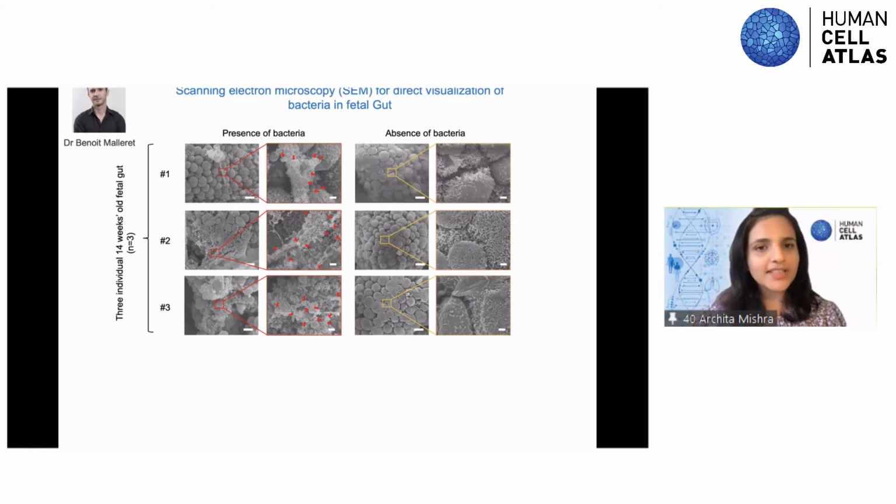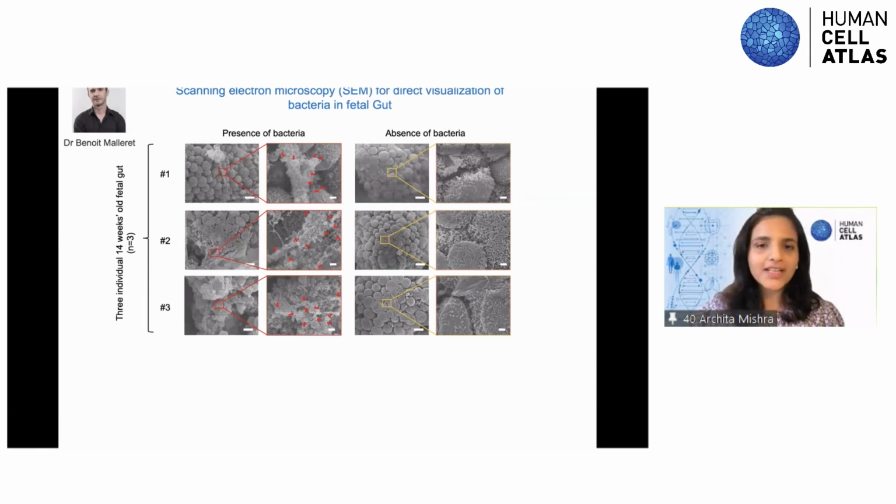And there we could see that there are certain regions in the bacterial gut. So this picture that you see is an image of a 14-week-old fetal gut. And we could see certain bacteria which were associated with the fetal gut inside the lumen. And there were certain regions where there was no bacteria.